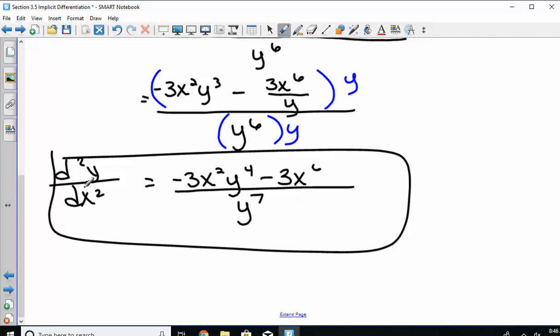So when you do the second derivative, you will always end up with a dy dx in your problem that you will have to substitute your answer from the first derivative into, and then simplify as needed. Any questions there?